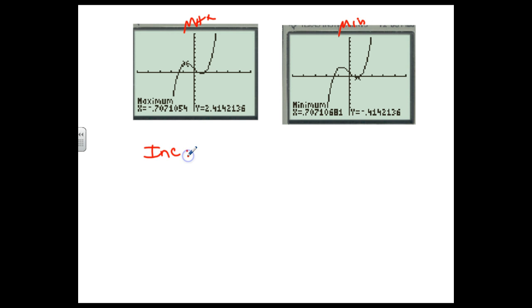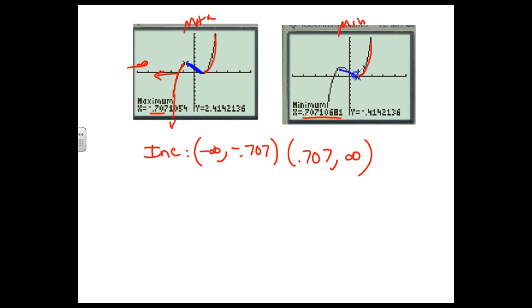And it looks like it's increasing all the way up to that max. So I would say the x value, which starts at negative infinity, I don't care about how far down it goes, I'm looking at how far to the left it goes. And it goes from negative infinity up to that point, which we've found on our calculator is negative 0.707. And it also looks like it's increasing from here to here, but I'll look over here so I can find that x value, which is 0.707 to infinity. Those are intervals of increase. It looks like the only intervals of decrease are between the max and the min.